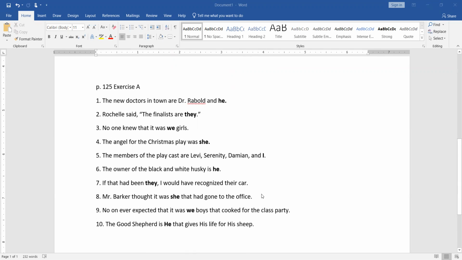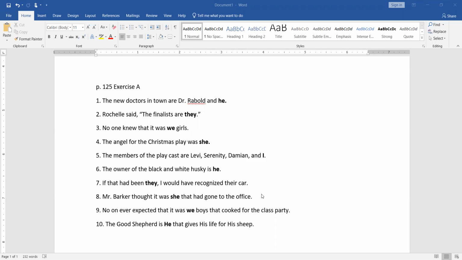We're looking at pronouns being used as predicate nominative. So you're going to see them in nominative case. Number one, the new doctors in town are Dr. Rabold and he. So again, take out that compound and it's the new doctors in town are he. All right, number two, Rochelle said the finalists are they, nominative case. Number three, no one knew it was we girls. Girls is an appositive. So you need to recognize that we is your predicate nominative here.